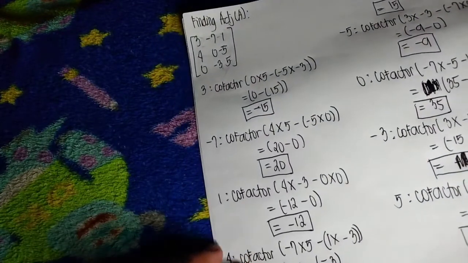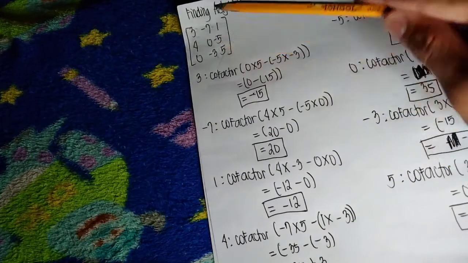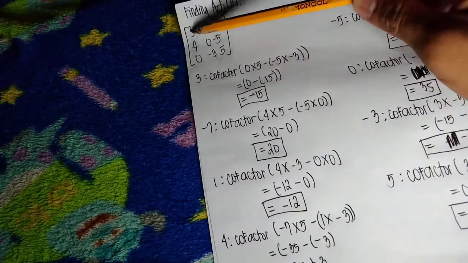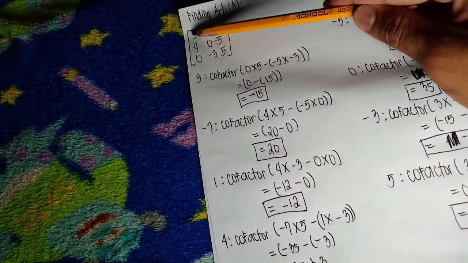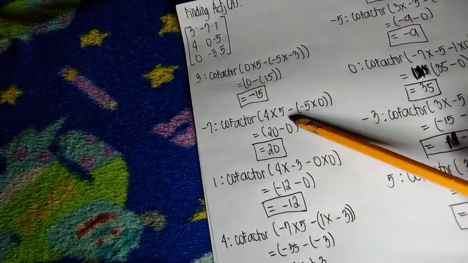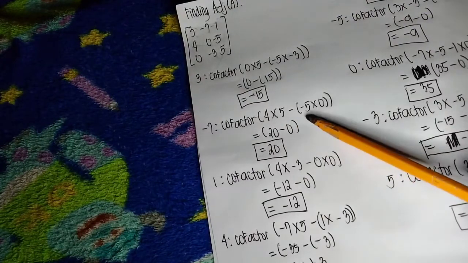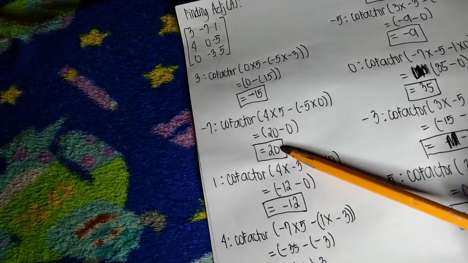So, next, negative 7. Same lang. Cover mo lang. 3, 5. 4, 5, and negative 5 and 0. So, 4 times 5 and minus negative 5 times 0. So, 20 minus 0 and equals to 20.